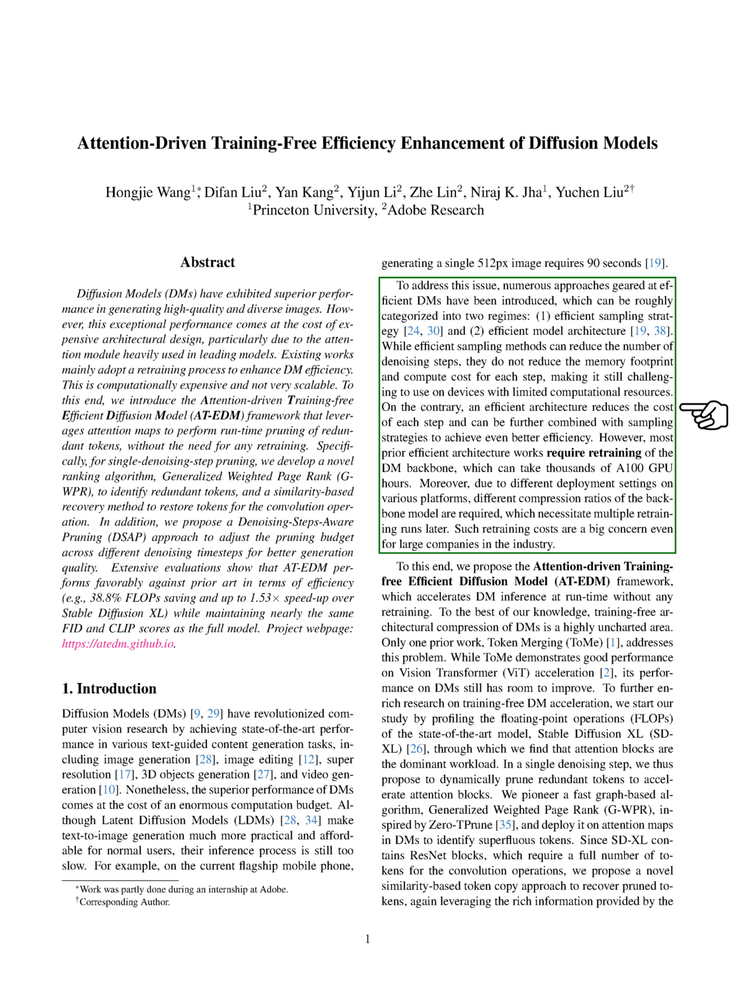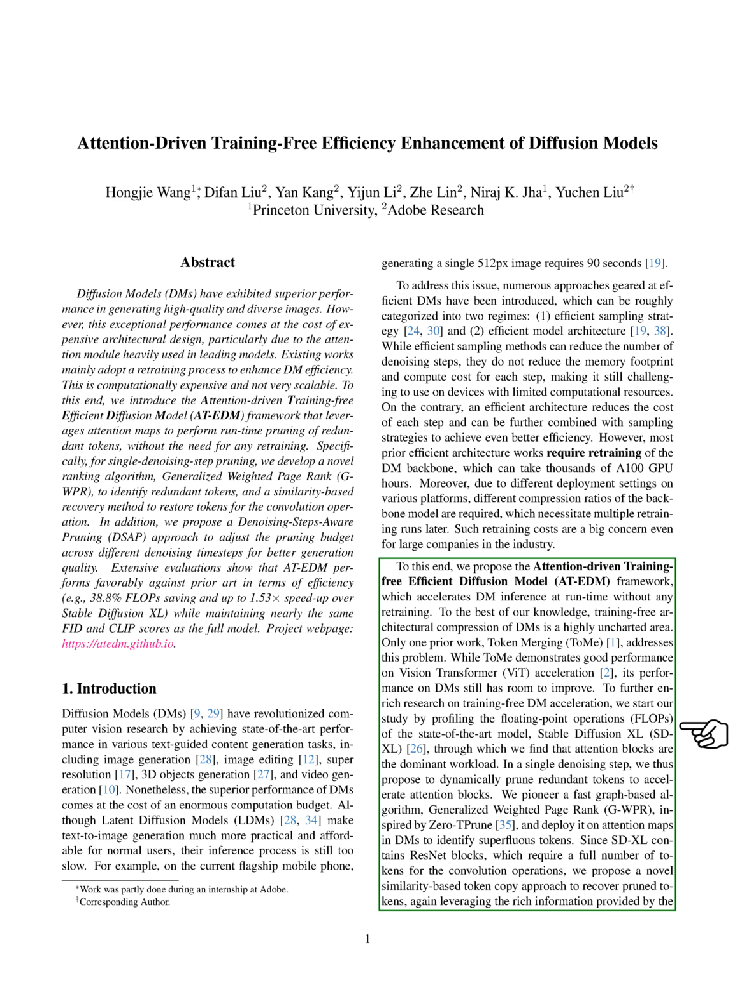To tackle this issue, different approaches for efficient DMs have been introduced, focusing on sampling strategies and model architecture. Efficient sampling methods can reduce denoising steps but do not address memory and compute costs. On the other hand, efficient architectures can lower the cost of each step and be combined with sampling strategies for better efficiency. However, most existing efficient architecture methods need retraining, which is time-consuming and costly.